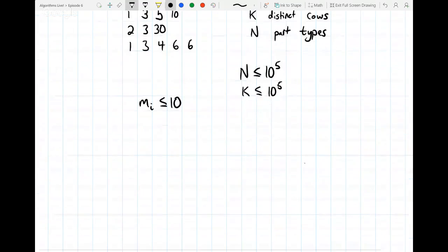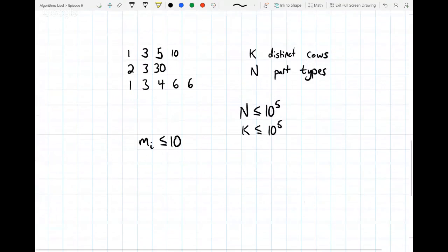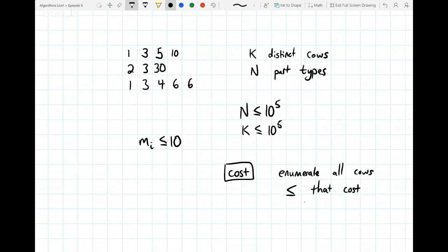And so here's the idea. Finding the k cheapest cows in order that we could possibly build is pretty hard. Instead, I'm going to write something that I can verify fairly easily. Given some cost of cow, I'm just going to enumerate all cows less than or equal to that cost. That's much easier to do. So I'm going to do this in sort of a backtracking style.